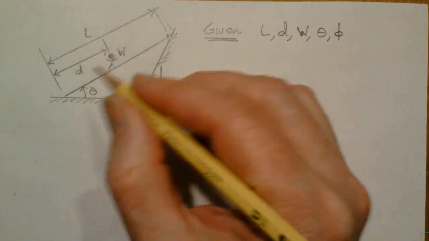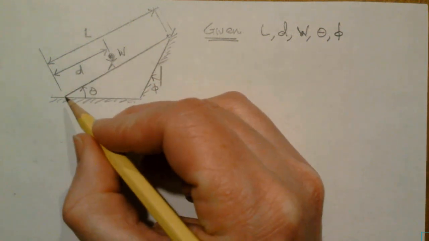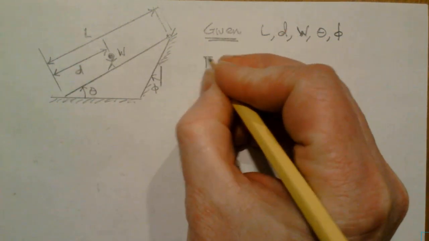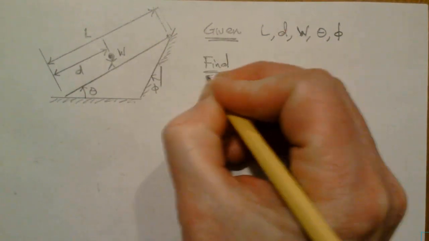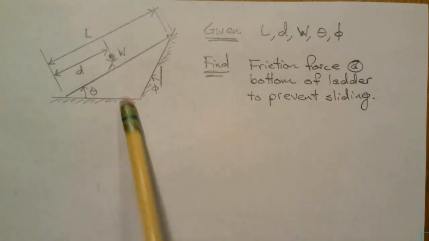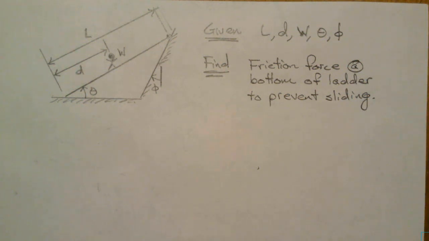Okay, so in this particular problem statement, we were asked to find the friction force at the foot that prevents sliding. So let me write that down here. Again, I'm very explicit about this. All right, now I've got that listed. So I think now we're ready to begin working on the problem.